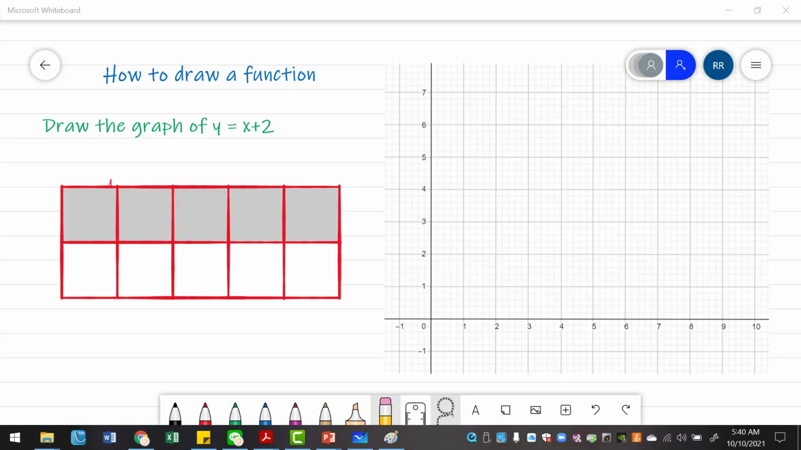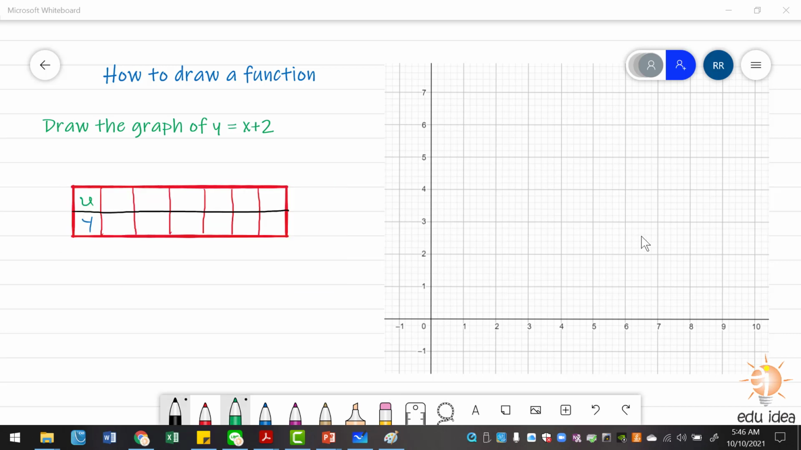Okay, good morning, guys. Today we're going to learn how to draw a function in a graph. Previously, you have learned about relation and function. You also have learned about domain and range, and then you also learned how we can relate the function to real life situations. Today, we're going to learn how to draw the graph if we know the function.